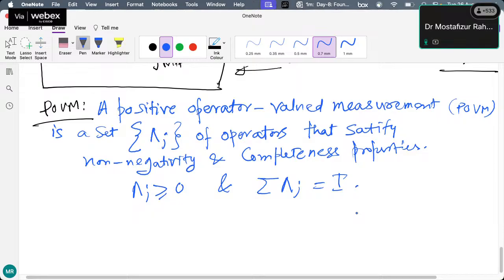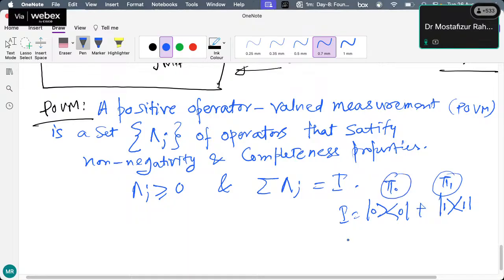Yesterday we saw that we can represent the identity matrix in this way. If 0 and 1 are the computational basis, we can write the outer products |0><0| plus |1><1|, these are the projectors, Pi 0 plus Pi 1. This is the Pi 0 operator and this is the Pi 1 operator, the measurement operators. Similarly, we can write it as |+><+| plus |-><-| as outer products. Here my measurement operators are the superposition basis, and in the previous form my measurement operators are the computational basis.